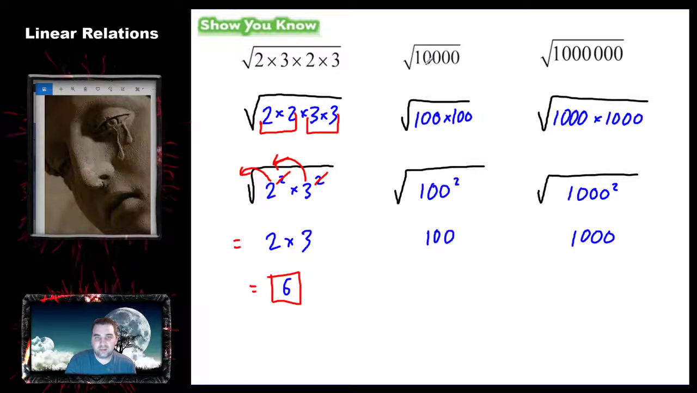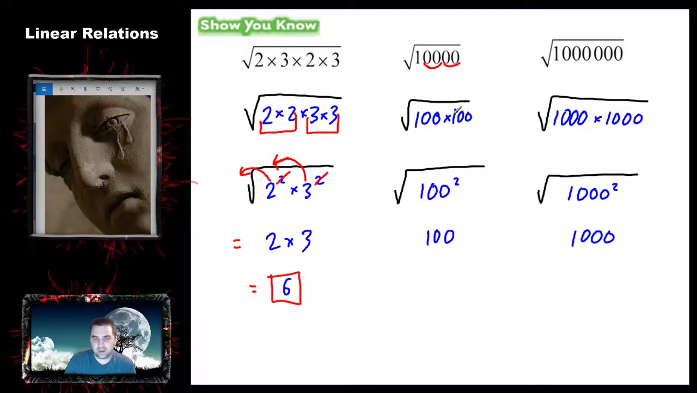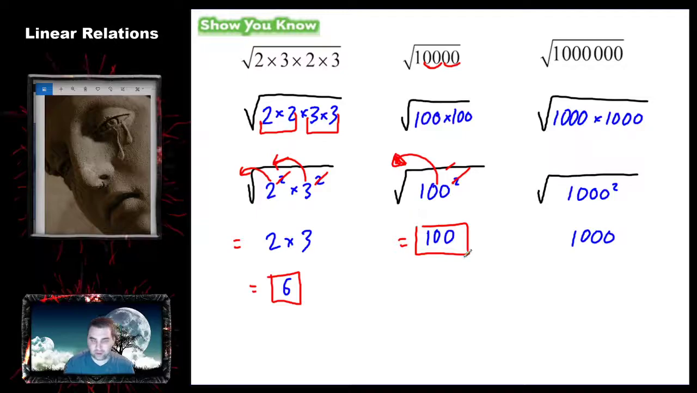Here we have 10,000. Remember, 10,000 has 4 zeros, so I can split those up to 100 and 100. 100 times 100 is just 100 squared, the same thing multiplied by itself twice. That's an opposite operation with the square root, so this 100 is going to come to the outside, and all I'm left with is 100.